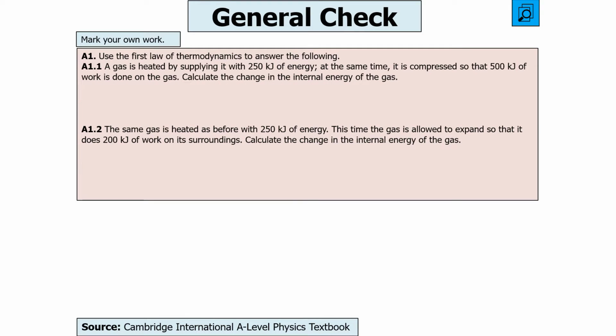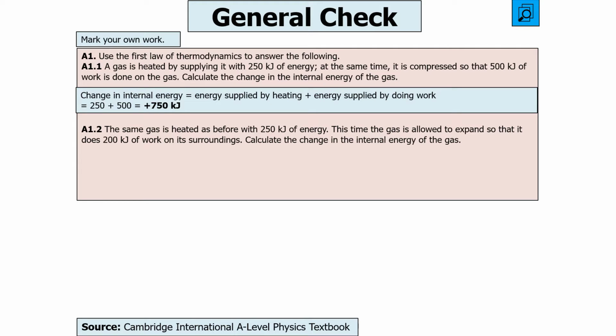Right, what do we know? Well, we know that from the first law of thermodynamics, the change in internal energy is equal to the energy supplied by heating the object plus the energy supplied by doing work on the object as well. Now, you do work on the gas when it is compressed. Work is not done on the gas when it's expanding. So we know that there's 250 kilojoules supplied by heating. There's 500 kilojoules supplied when it's compressing the gas. So overall, it's plus 750 kilojoules. So work is going into the gas.